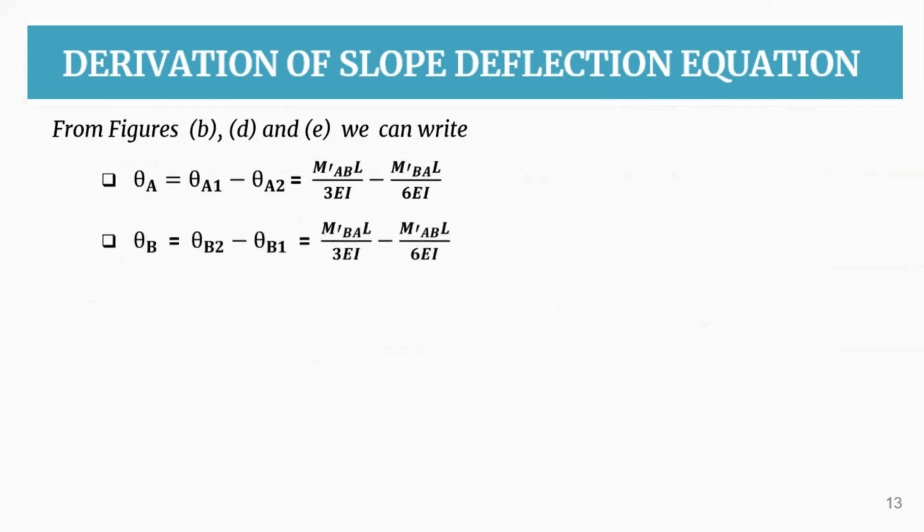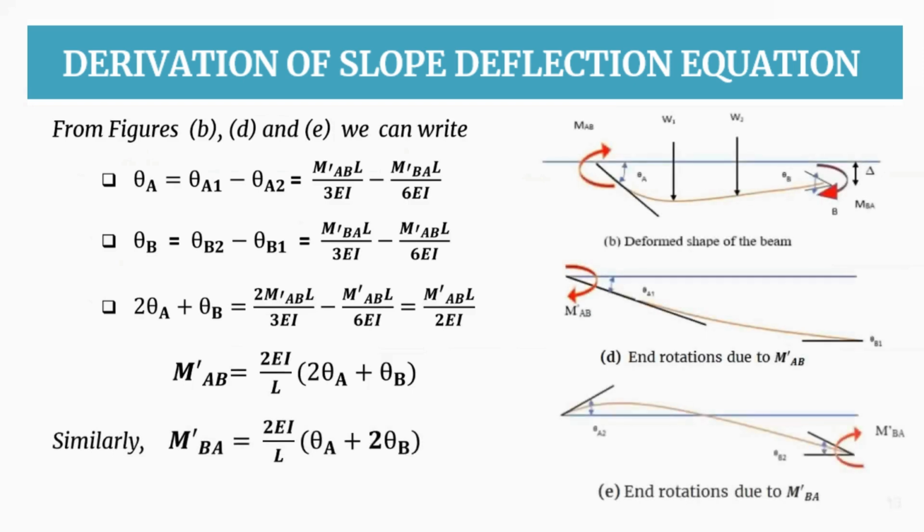So here theta A is nothing but, you can see from these figures B, D and E, this B is related to the deformed shape of the beam, and this D is nothing but end rotations due to M'AB, and this E is nothing but end rotations due to M'BA. So theta A is the difference of theta A1 and theta A2, and theta B is the difference of theta B2 and theta B1.